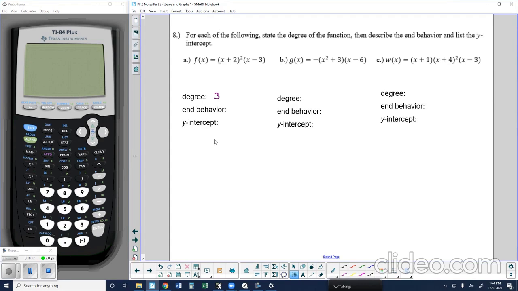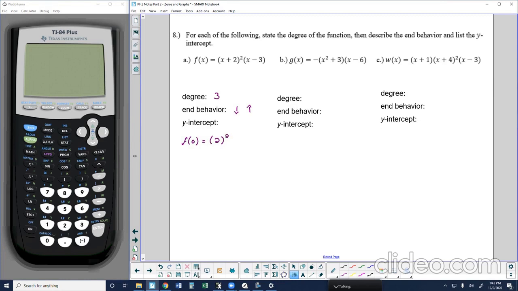So we know that to the right, this function is going to go up. It has an odd degree, so to the left, it's going to go down. To find the y-intercept, we have to do a little bit of work. So the y-intercept can be found by substituting 0 for x.